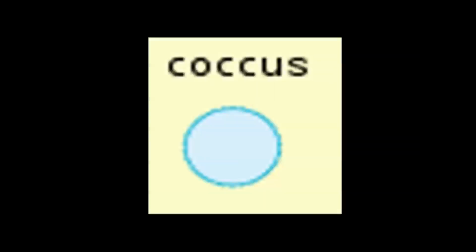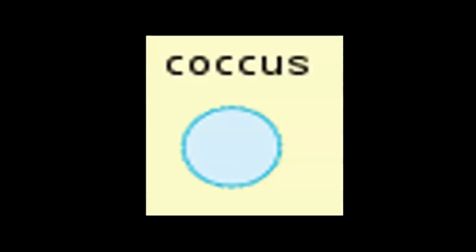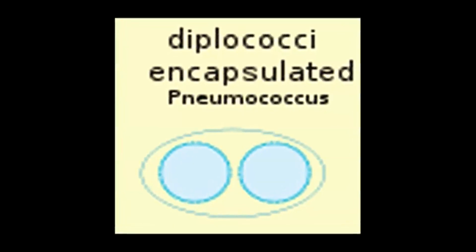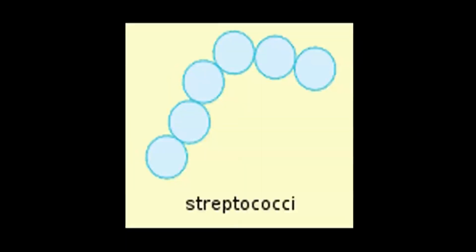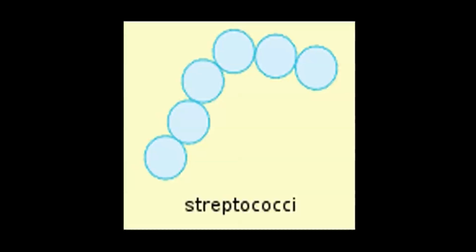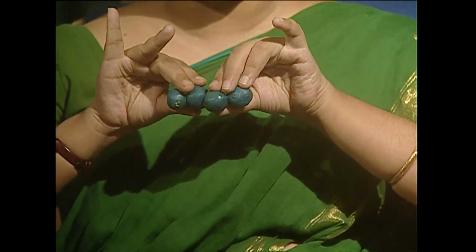If the single coccus is there, that is called monococci. This is the structure of monococci. If two coccus join together, they are called diplococci. If the cocci are joined in a particular axis as a chain, they are called as streptococci, like this, streptococci.